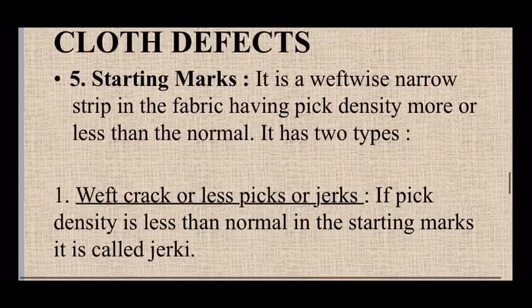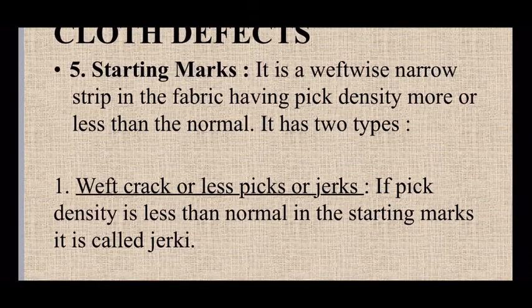Then cloth defects. In cloth defects, the first we are covering is starting marks. It is a weftwise narrow strip in the fabric having pick density more or less than the normal. Suppose we require 50 picks per inch in the fabric, but somewhere it is higher or lesser than the required 50 ppi, then it may result in starting marks.